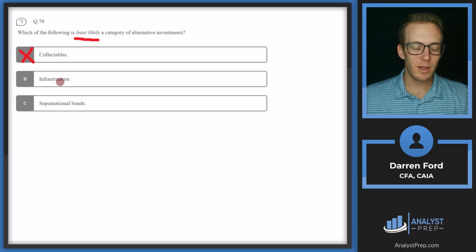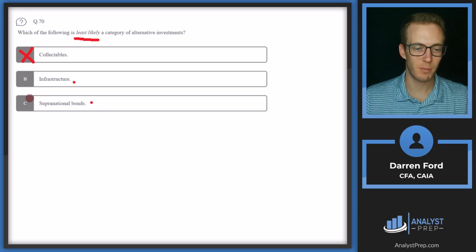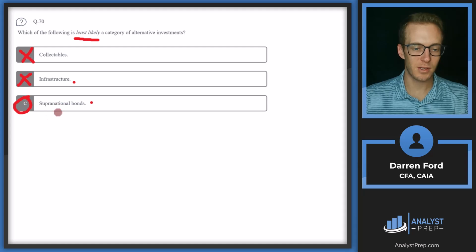So technically there is publicly listed infrastructure, but looking at the least likely to be included in alternatives between infrastructure and supranational bonds, I think we would go with C, the bonds, as being a more traditional investment type relative to infrastructure. Even publicly available or listed infrastructure would probably be considered an alternative investment. It generally has lower correlation to stocks and bonds. And bonds generally are going to be more traditional investments. So we'll go with answer C.